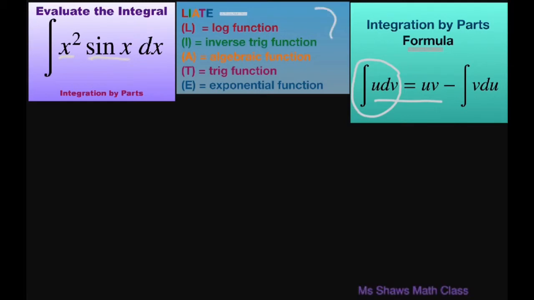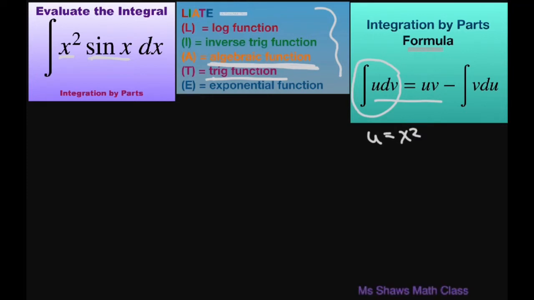And if you look at this list, the first one that comes up for us is the algebraic expression. You don't have to all the time, but it's better to let that be u. So that's going to be our x squared, and our dv is going to be the trig function. So let's set that up, and we're going to let u equal x squared.